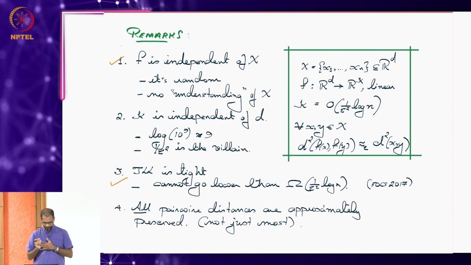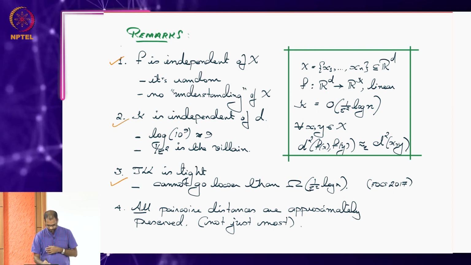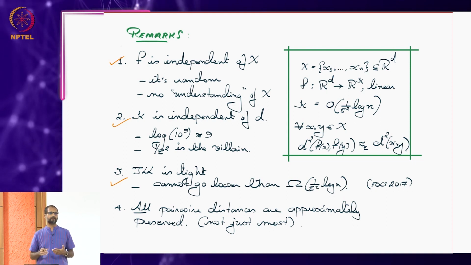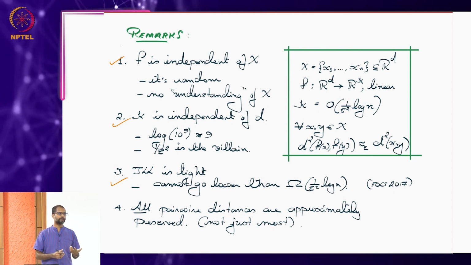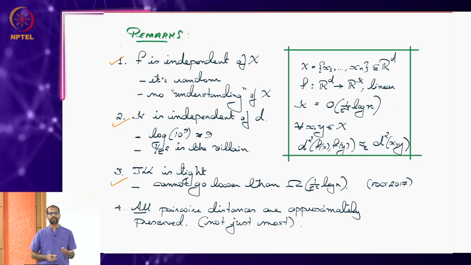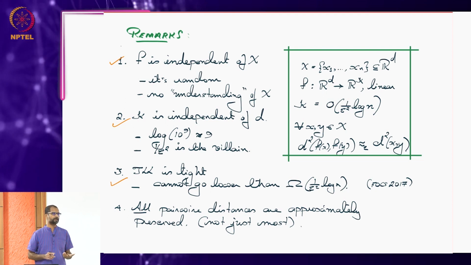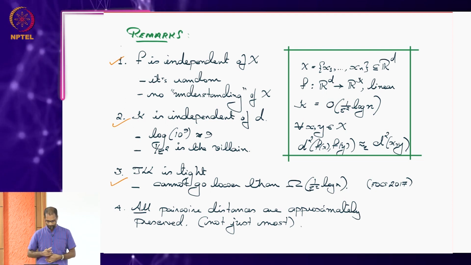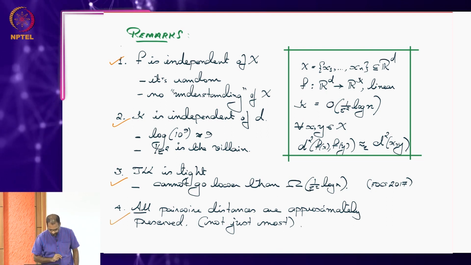I already mentioned this, but I also want to stress the fact that we are not saying most of the pairwise distances are preserved. What we are saying is that all the pairwise distances are preserved most of the time, where most of the time is another way of saying with very high probability.